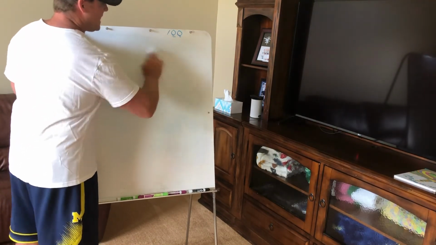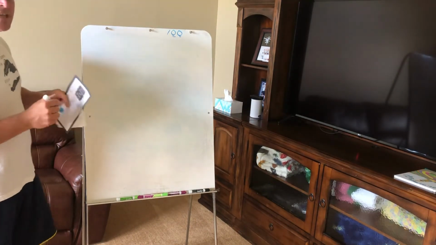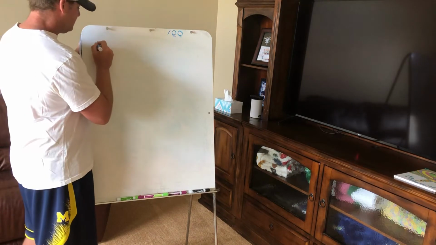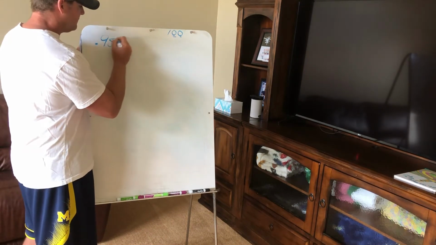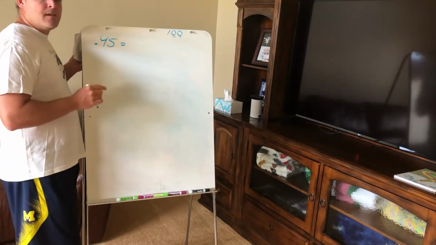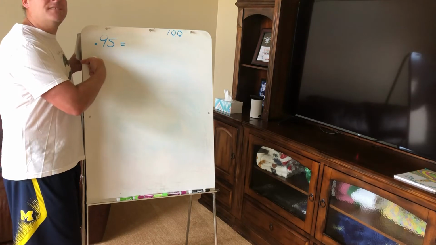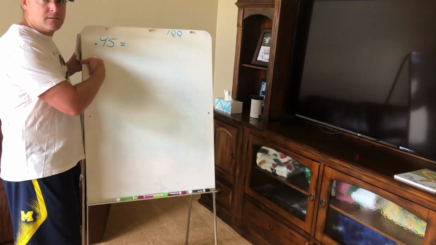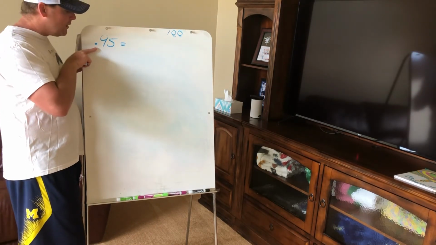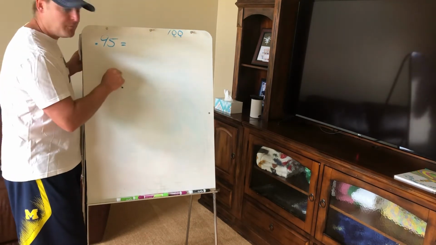Now, going hand in hand with that is taking a decimal and turning that into a percent. When we went from a percent to a decimal, we went to the left. We were dividing. Now that we are going from a decimal to a percent, we are multiplying.